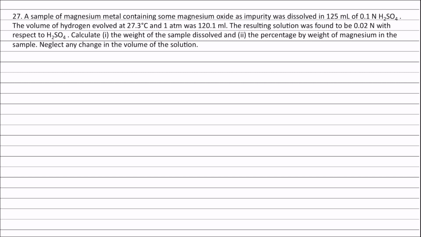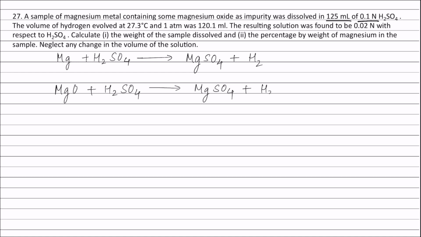The volume of H2SO4 is 125 milliliter and normality of H2SO4 solution is 0.1 N. The equation for the reaction is magnesium plus H2SO4 forming magnesium sulfate plus hydrogen gas is evolved, and magnesium oxide also reacts with H2SO4 forming magnesium sulfate plus H2O.